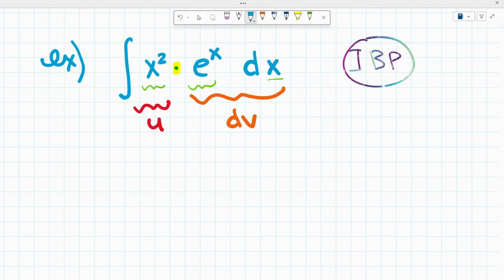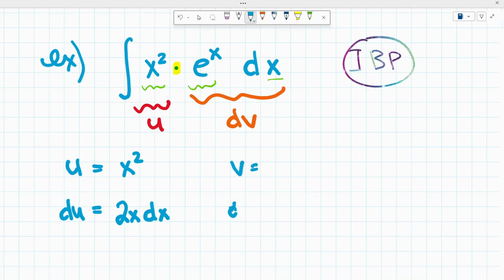So let's start by writing a list here of all the variables that we need for our equation. So u is x squared. What about du? So what's the derivative of x squared? In this case, it's going to equal 2x dx. So by having this dx here, that is just making sure that you're taking the derivative with respect to x. And then on our other side here, we need to find v and dv.